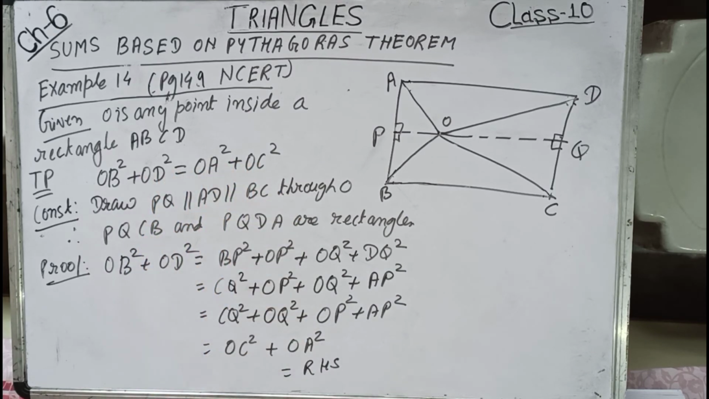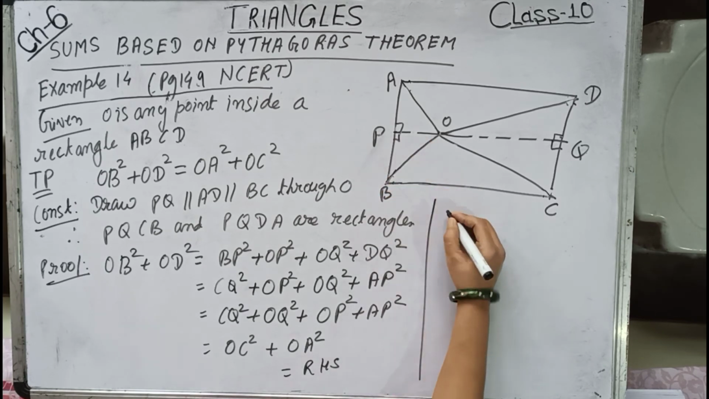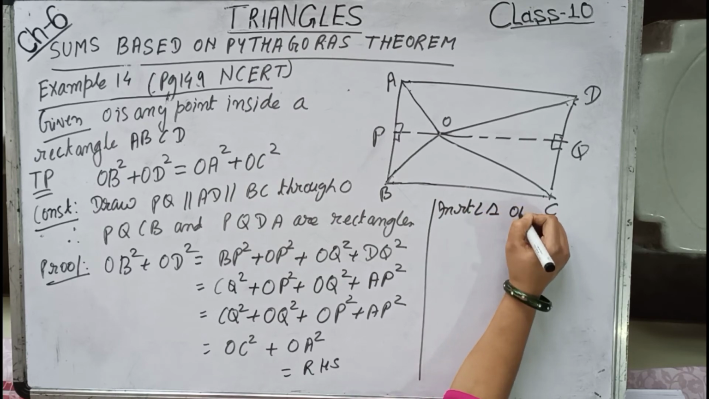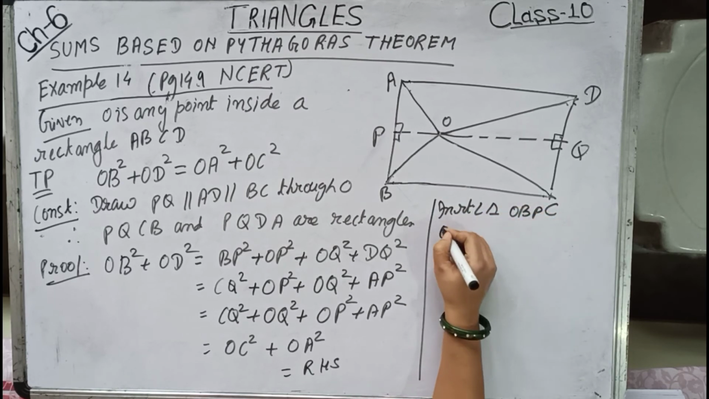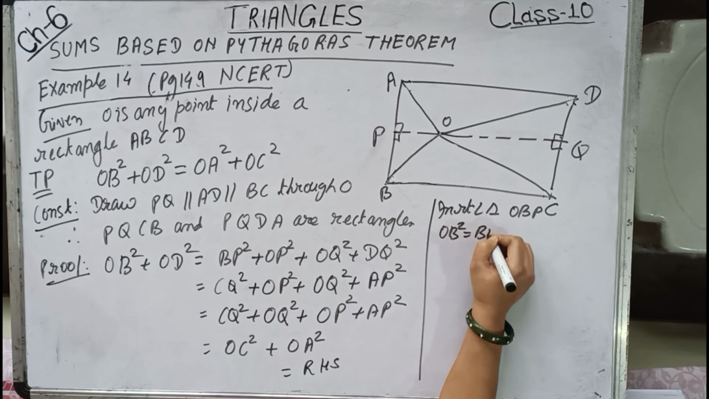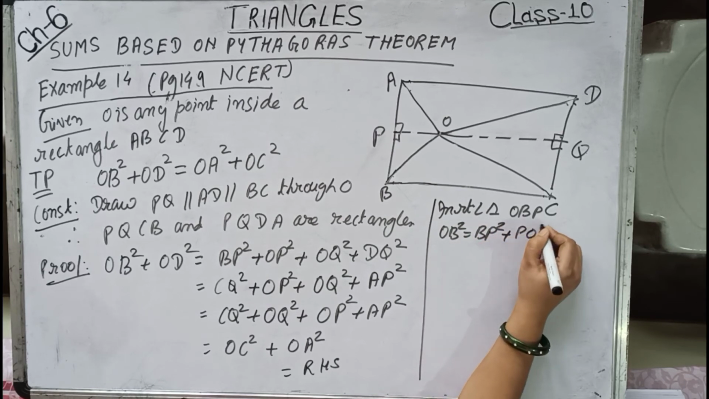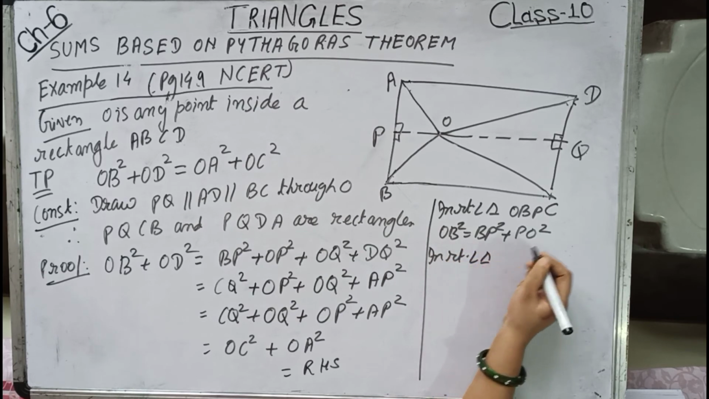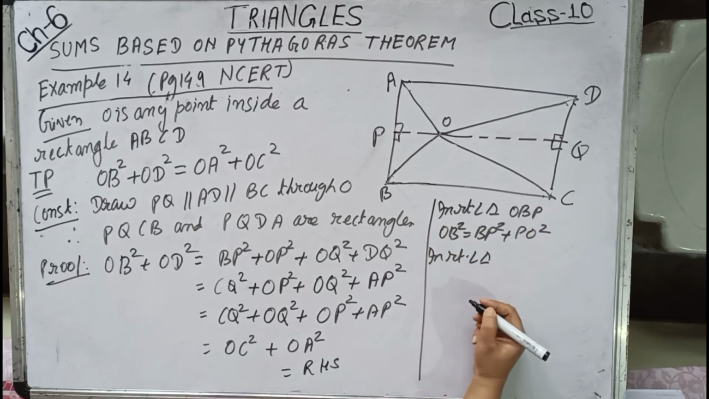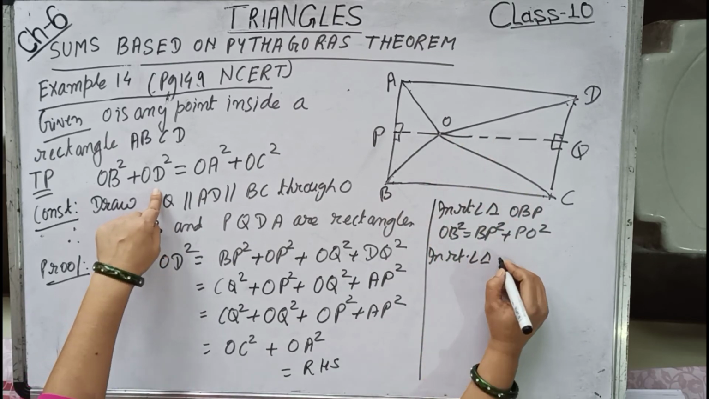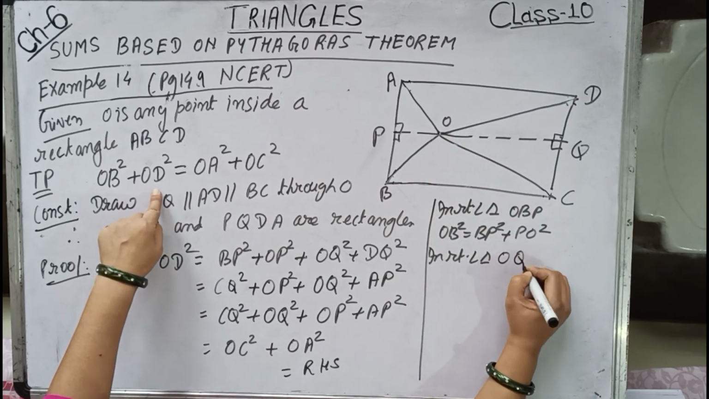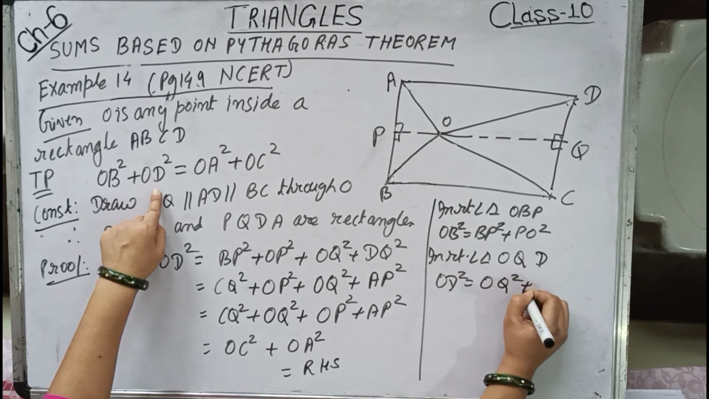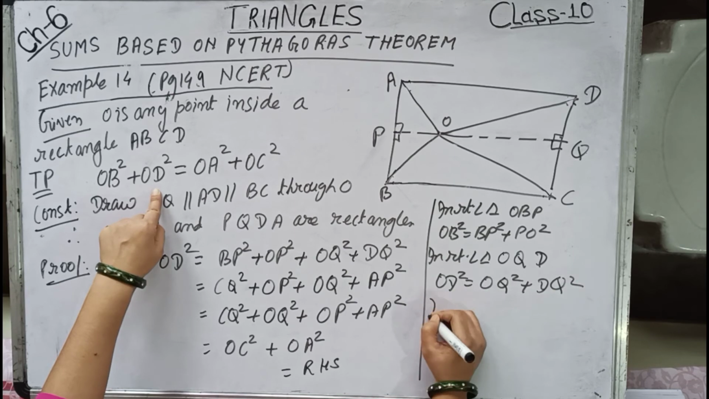So clearly, over here OB. So we will be writing in right angle triangle OBP, OB square equals BP square plus PO square. Similarly, OD we have to find. So in right angle triangle OQD, OD square equals OQ square plus DQ square.